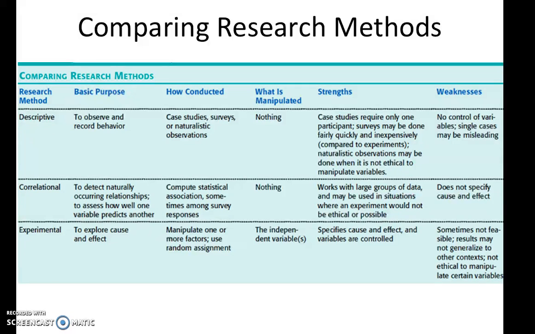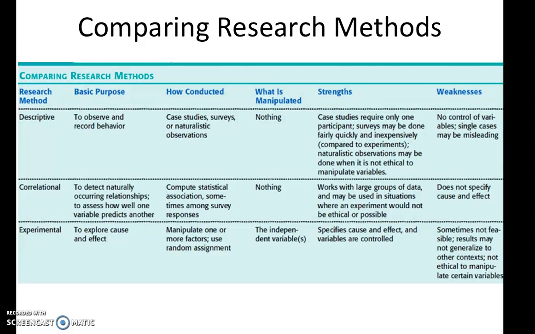Correlational studies look for naturally occurring relationships and to try to figure out how well one thing predicts another. However, they don't talk about causation at all. And so this is when you have a lot of data. So this is when you're looking for statistics, correlational coefficients, etc. And then an experimental research method, you're looking for cause and effect.